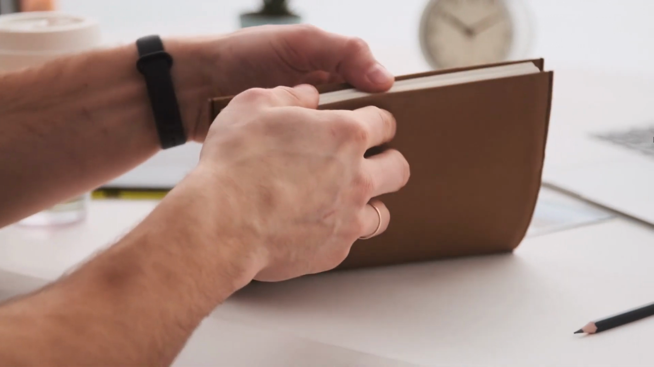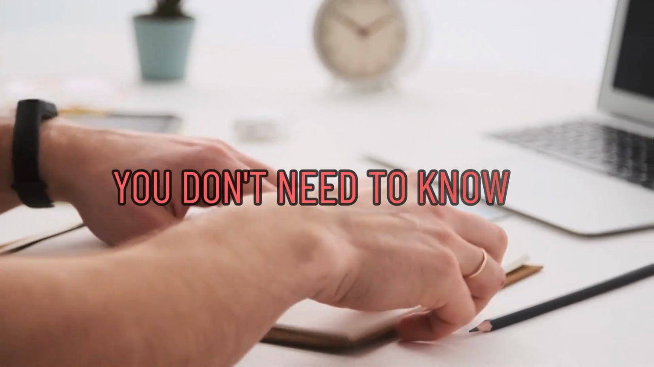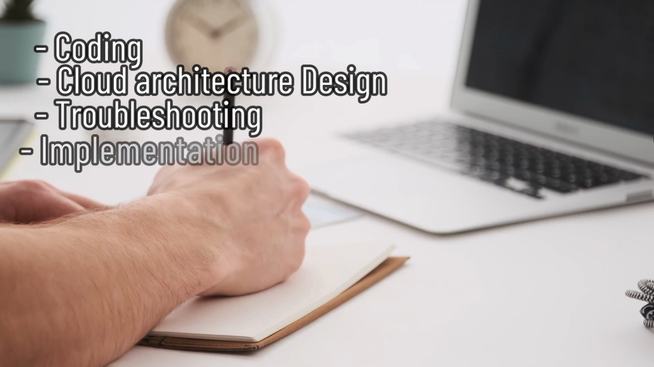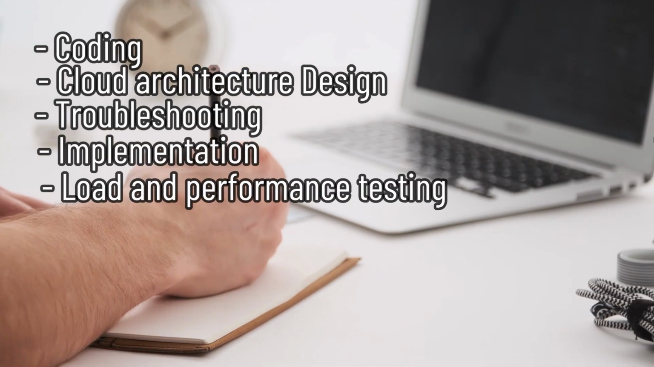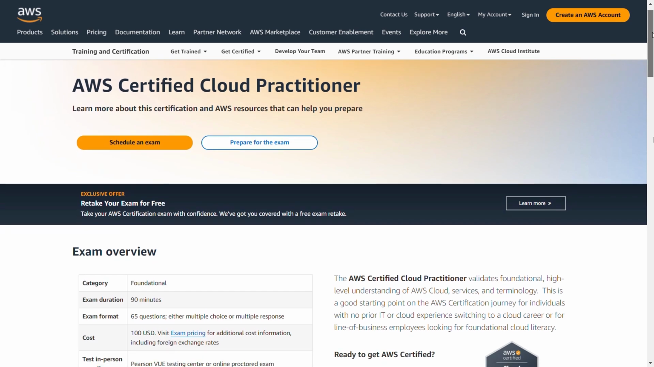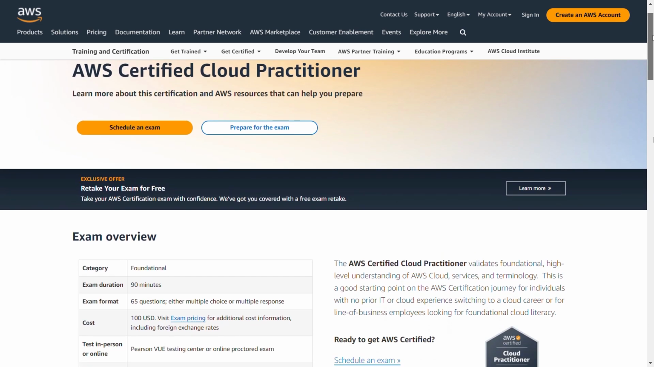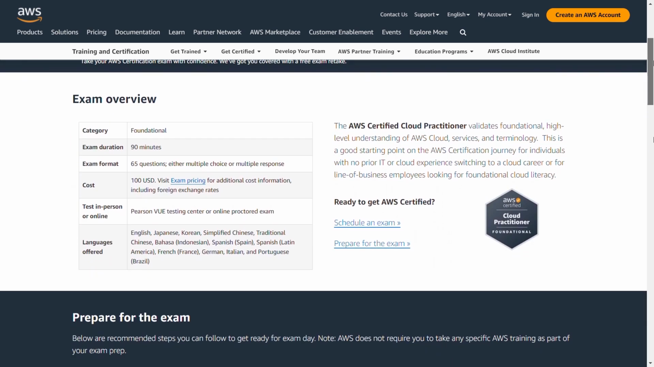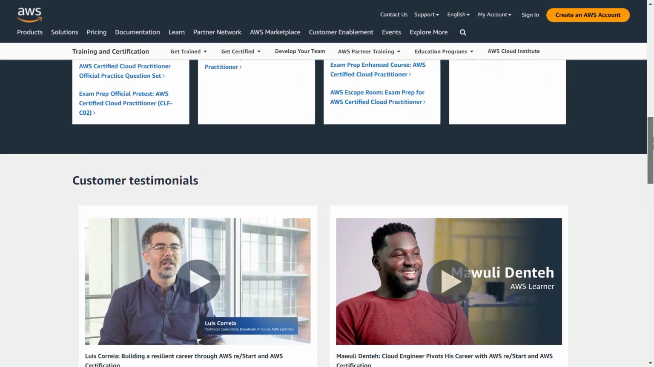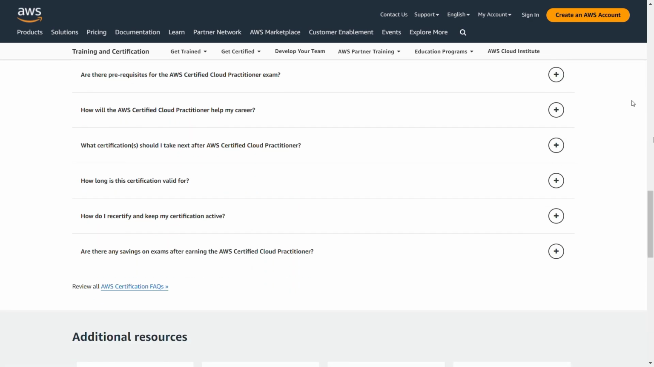These are concepts you don't need to know for this exam: coding, cloud architecture design, troubleshooting, implementation, load and performance testing. This exam only tests the basics of AWS. You can find all the concepts you need to study online. Also, Amazon's website has all the documentation for AWS, so it is very useful to use when studying.